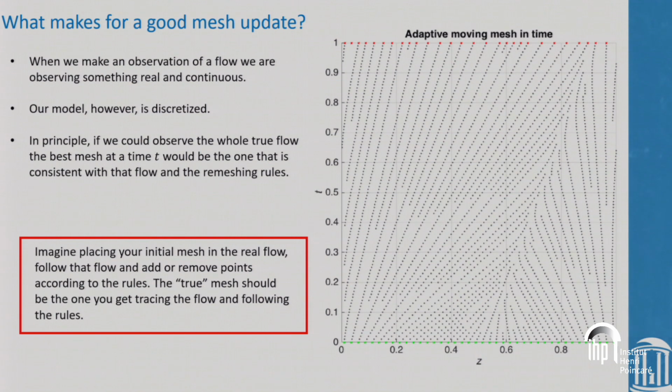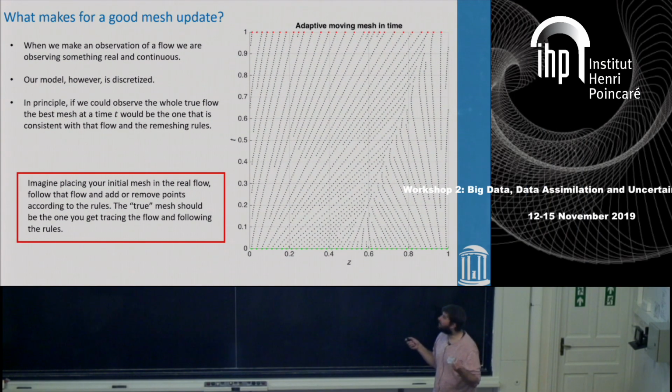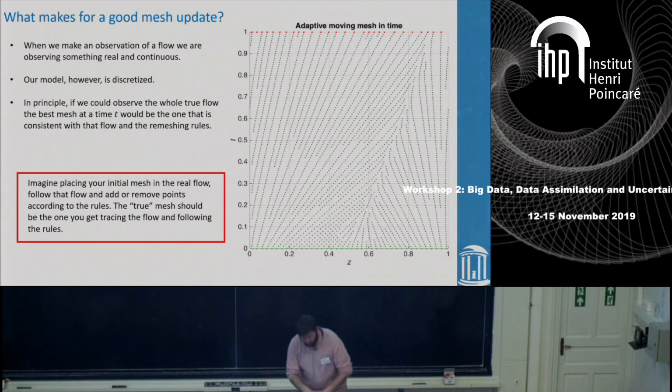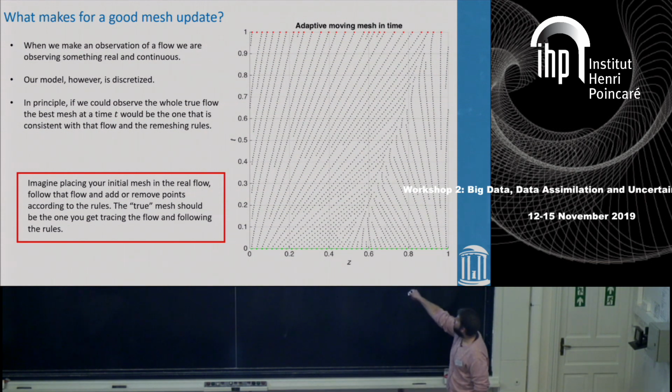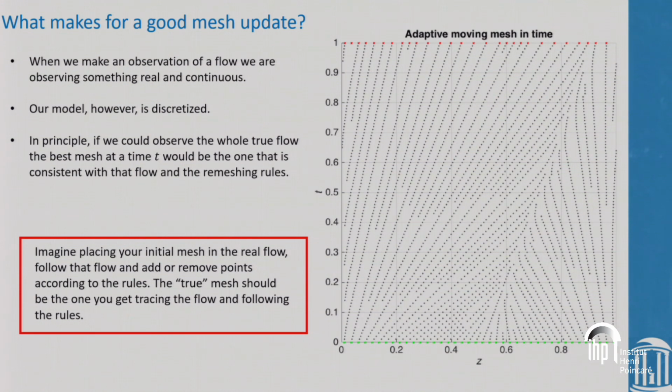I like to think of it this way. If we make an observation of, say, a flow, we're observing something that is real and that is continuous. Our model, of course, is discretized, though. It's a representation of that. So one might think that if we were to imagine placing our initial mesh, say these green things, and then if we actually had a picture of the flow, we could trace out where they go. So I could say, here's 2 points, and let's say I know the whole flow. I could follow them, and then I'd say, oh, those two got too far away, so now I'll insert one. I just follow my meshing rules as the flow evolves. And then at some time, I should end up with what that mesh would have been for my model. And we could say that's maybe the true mesh.